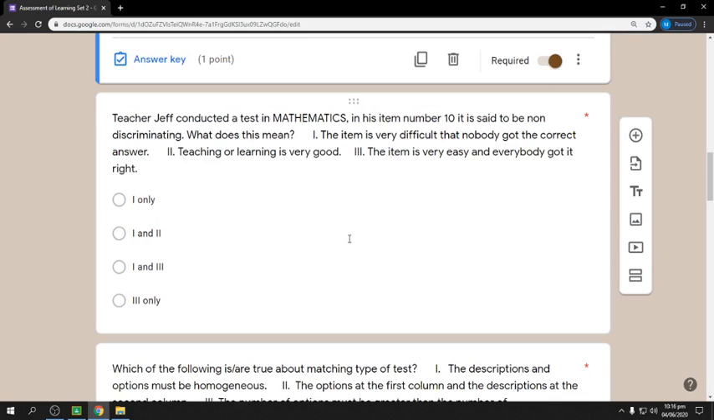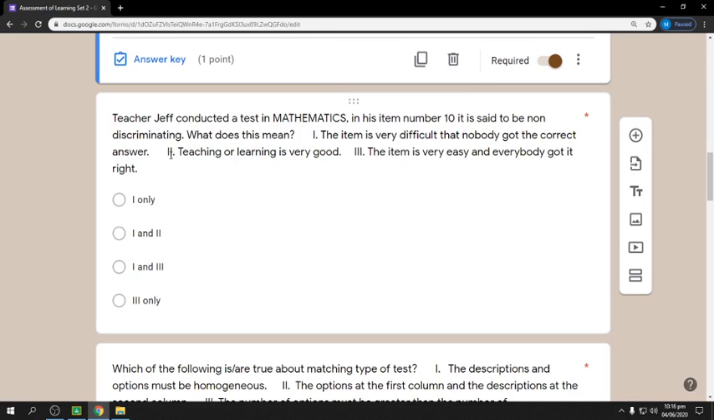Teacher Jeff conducted a test in mathematics. In his item number 10, it is said to be non-discriminating. What does this mean? We have option 1, the item is very difficult that nobody got the correct answer.